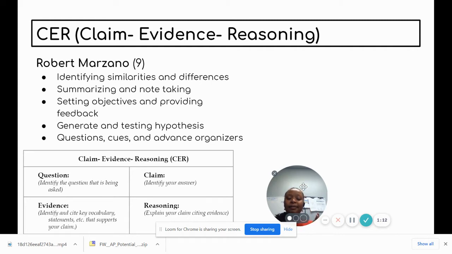You're making a claim here, and it's not a hypothesis, you're actually declaring something, and then you have to provide evidence to support it. So to me, it's setting an objective and testing your hypothesis, and it taps into question cues and advanced organizers. I'm using an advanced organizer here, but it deals with, do you really understand the question?